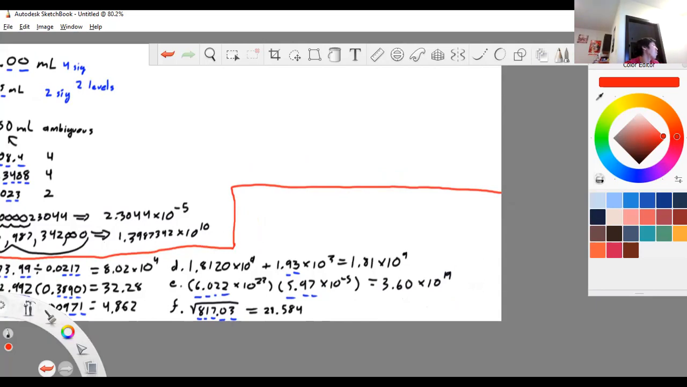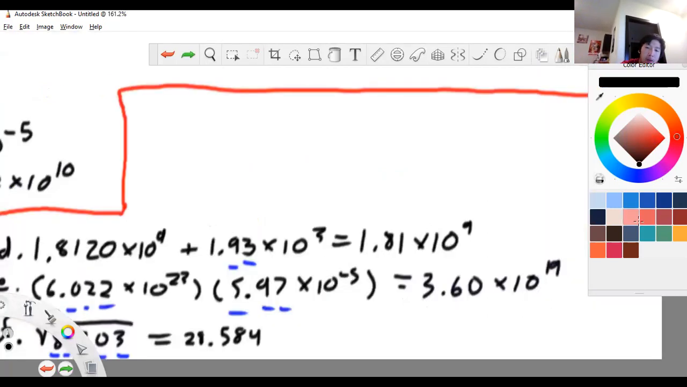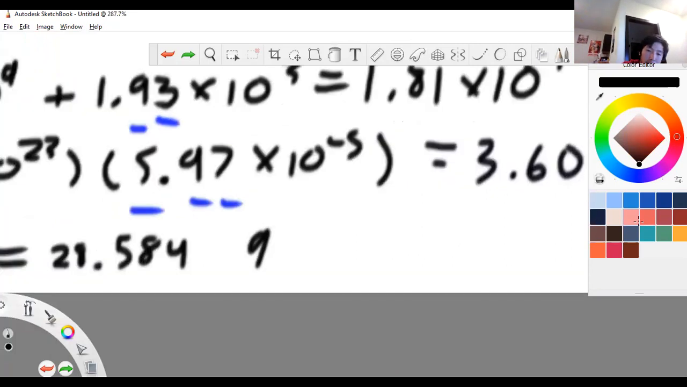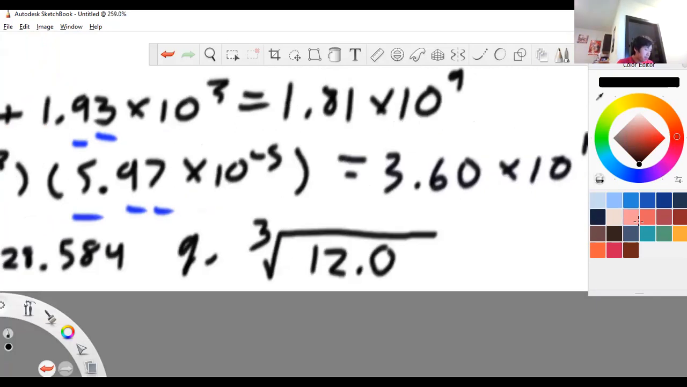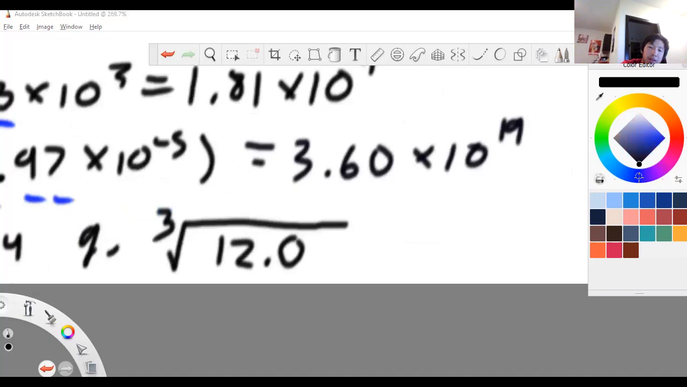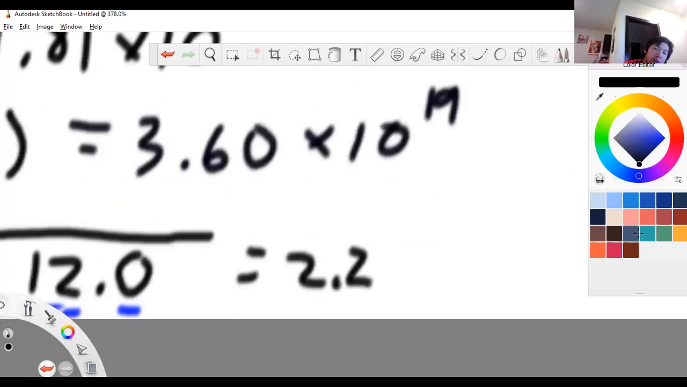G is 12.0 to the 1/3. Which anything to the 1/3 is also known as the cube root. So we'll look at the cube root of 12. Because that has 3 sig figs, we can only have 3 sig figs again, and we're left with 2.29.